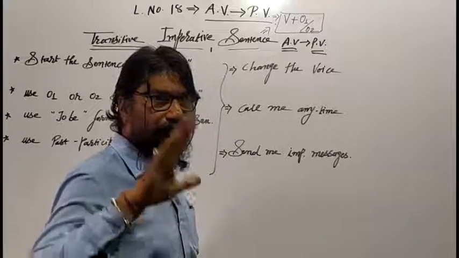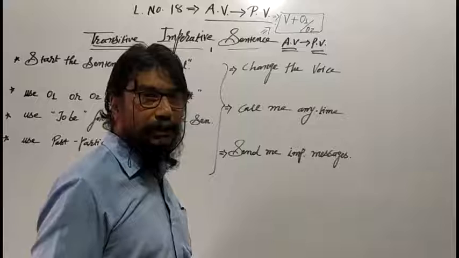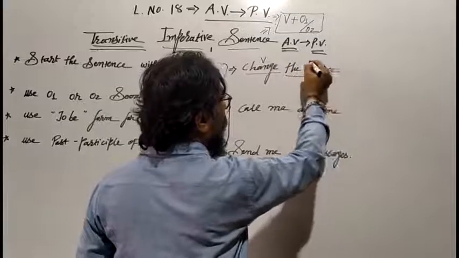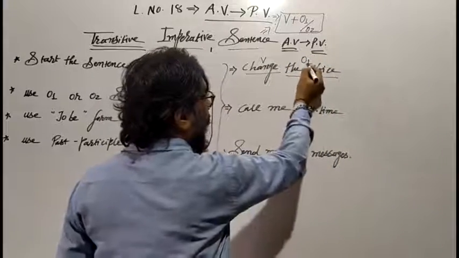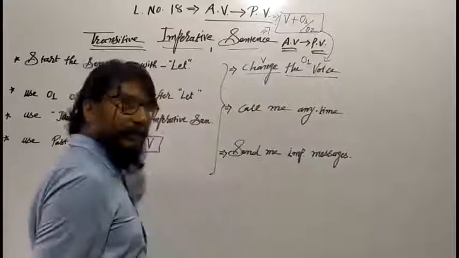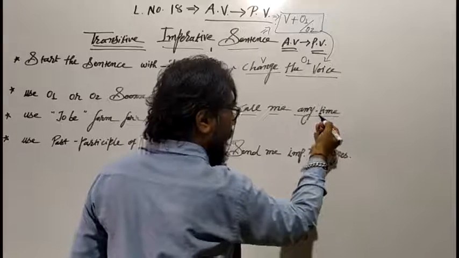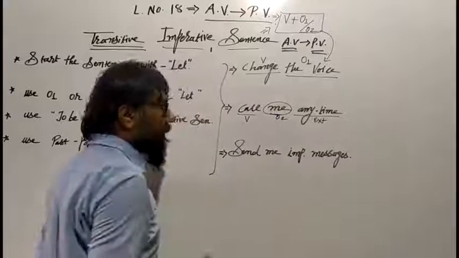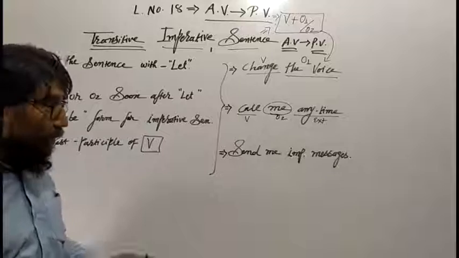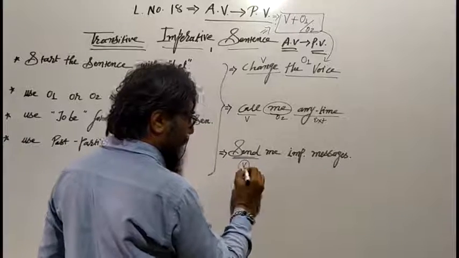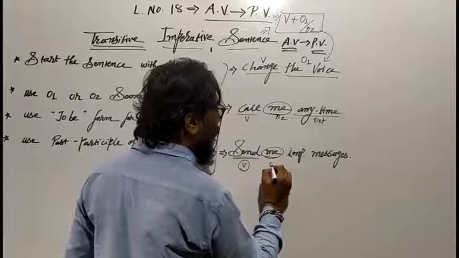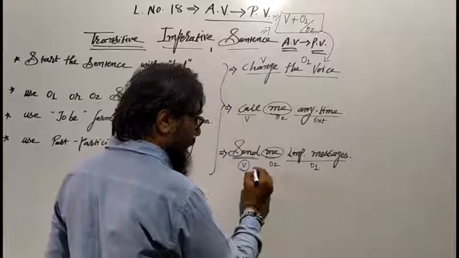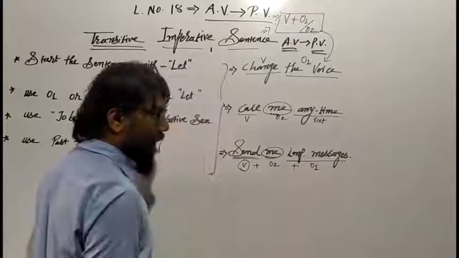As usual, first of all, check it. What is the structure of the given sentence? What is change? That is V. What you change? The voice is equal to O1. It means, according to this only, we have the sentence figure. Call me anytime. Anytime is extension. What is me? This is O2. What is call? This is V. Now think it. Send. What is send? V. Me is what? Me is equal to O2. Important messages is equal to O1. It means this sentence is V plus O2 plus O1.